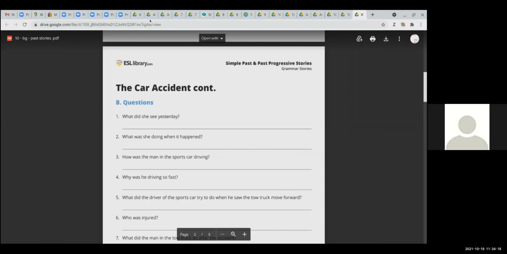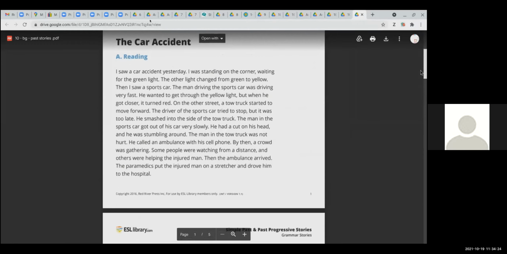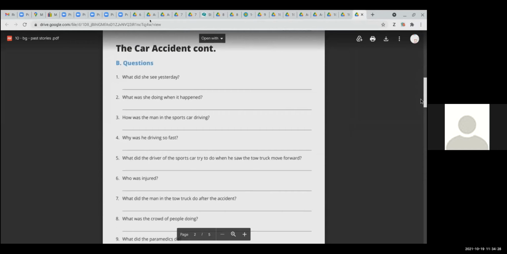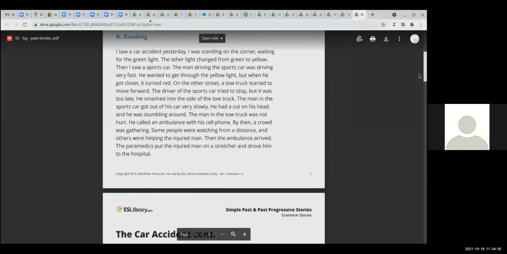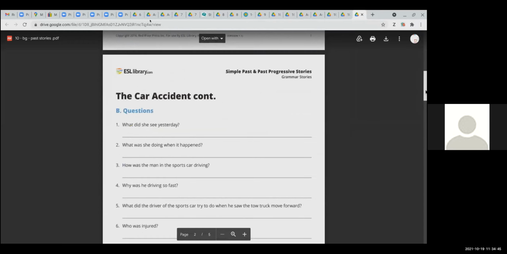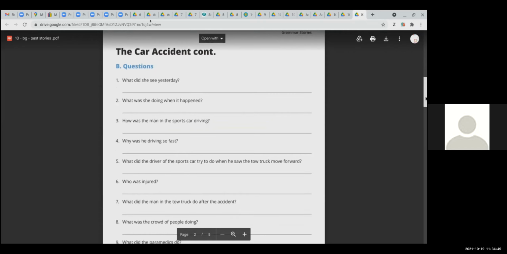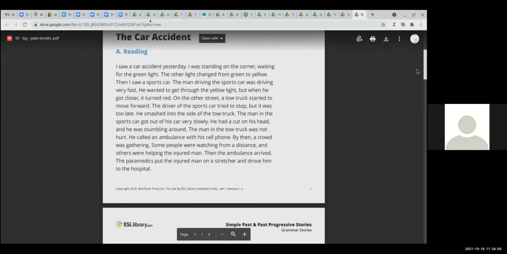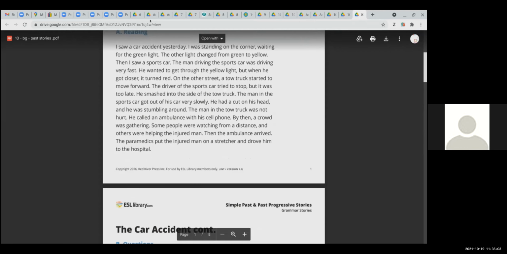What did she say? She saw an accident. Yeah, a car accident. She saw a car accident yesterday. Yes. What was she doing when it happened? She was standing on the corner waiting for the green light. And then number 3, how was the man in the sport car driving? The man driving the sport car was driving very fast. Very fast.